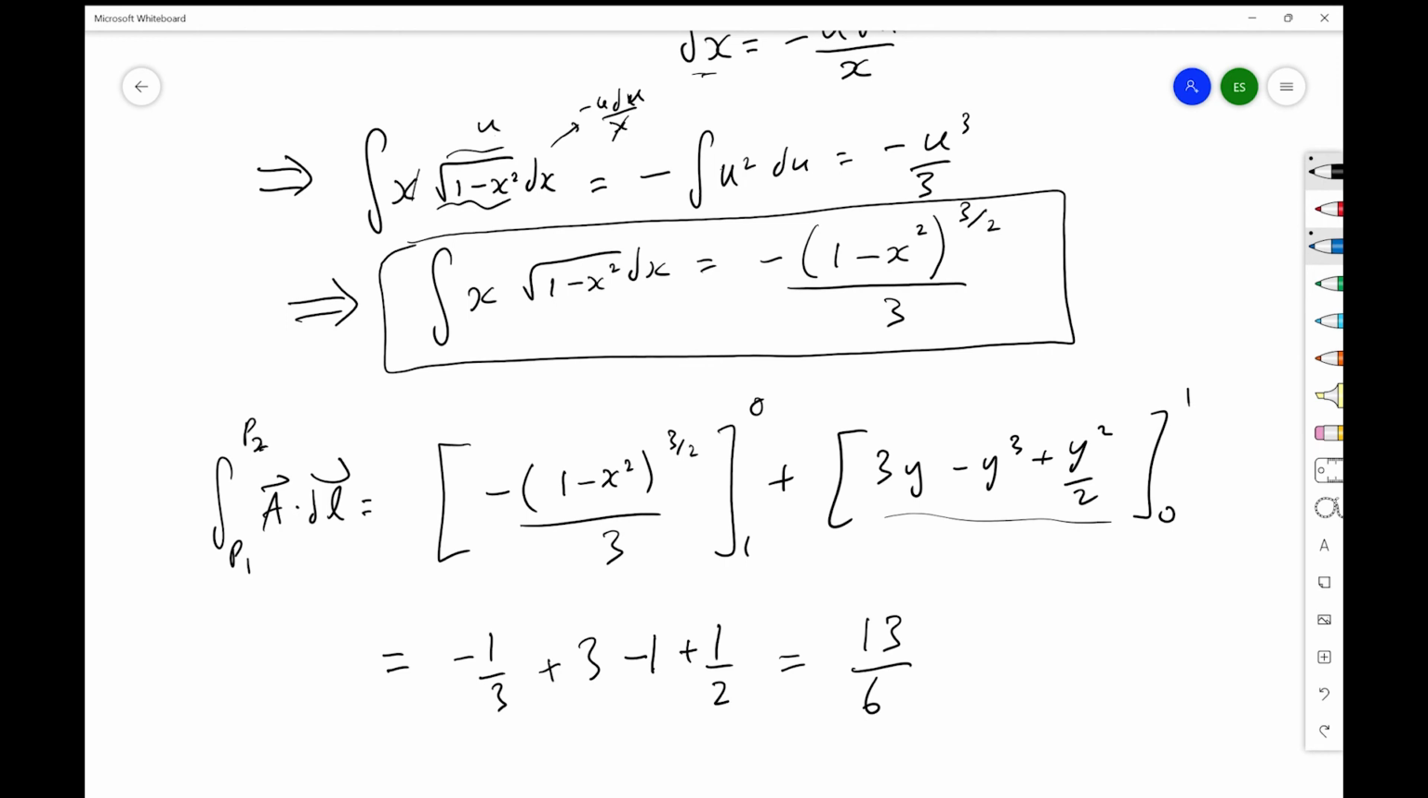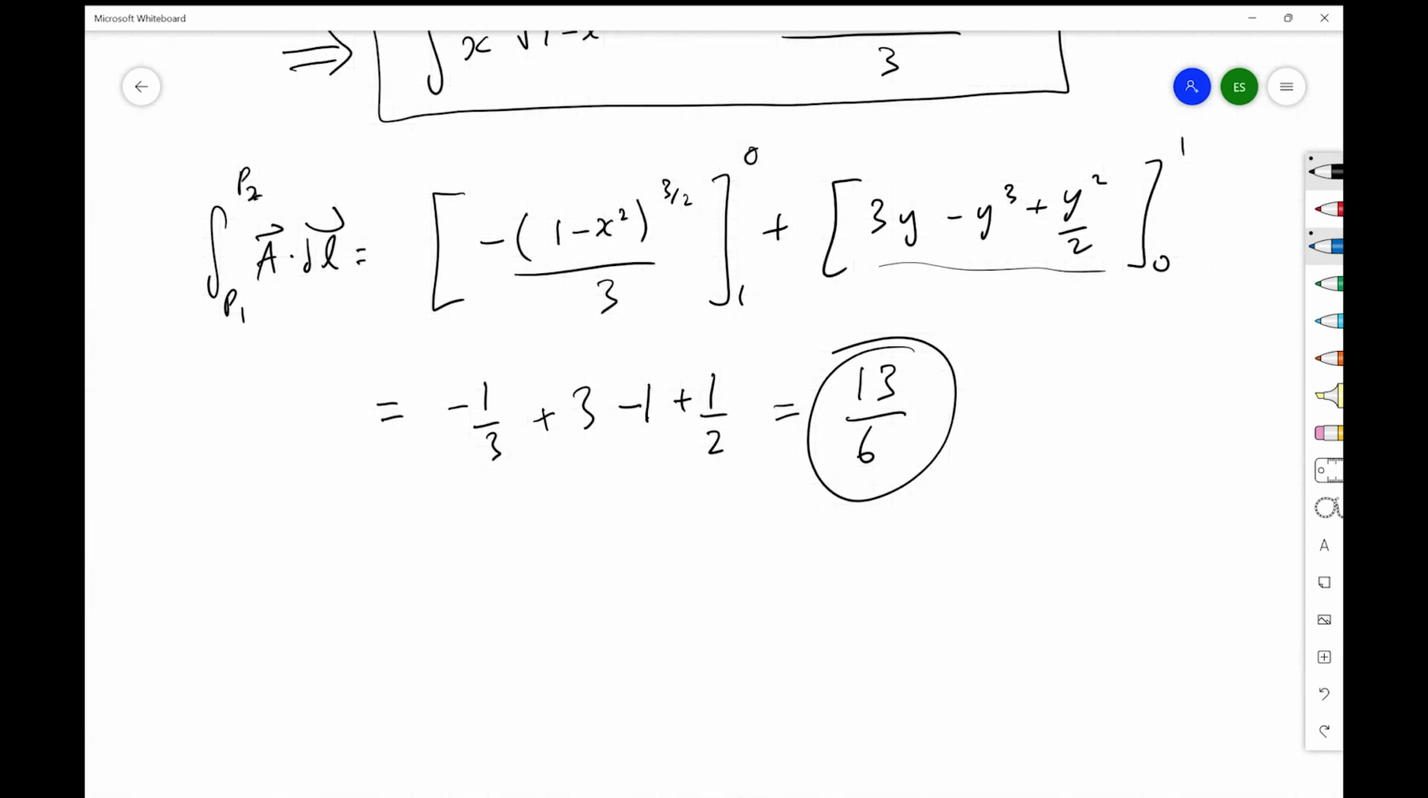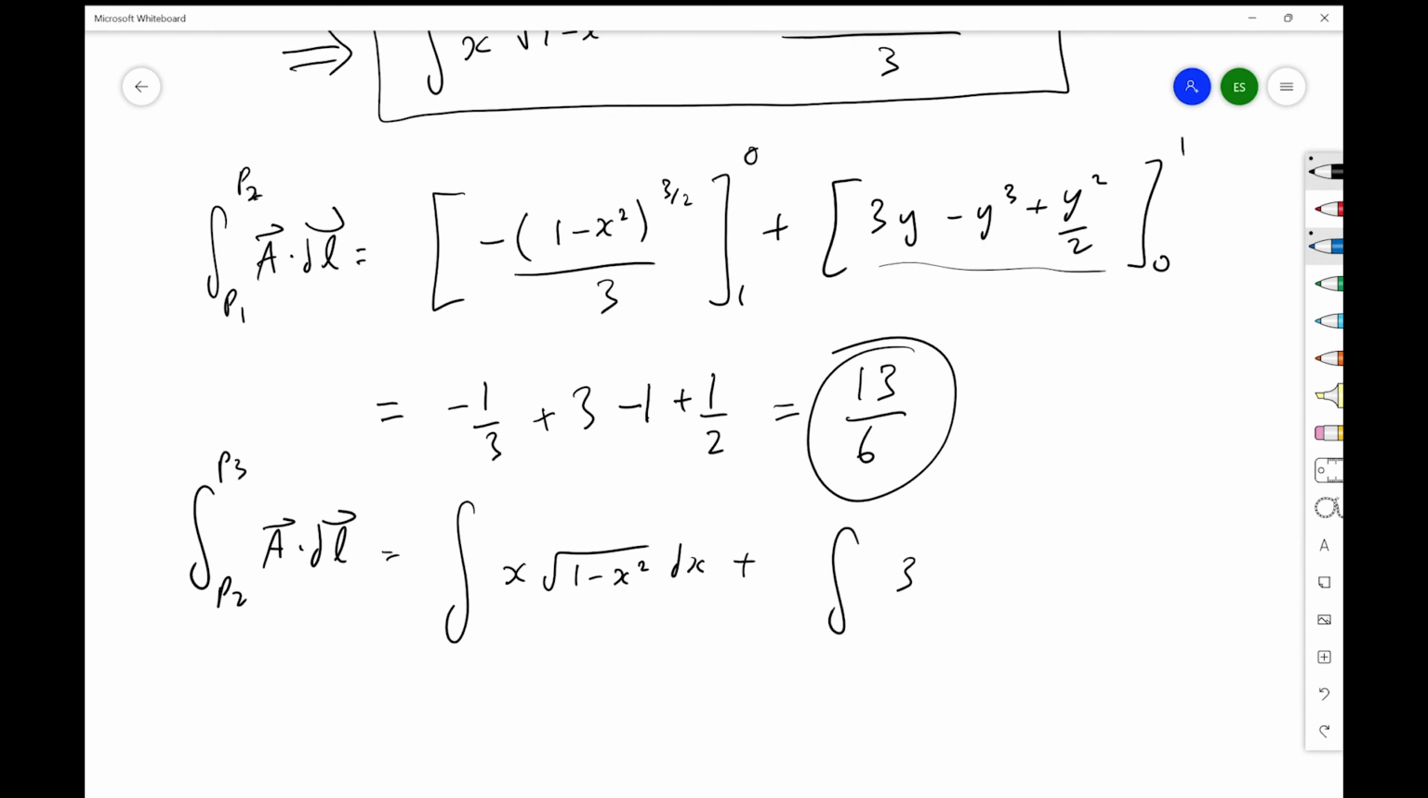Okay, so we've knocked down one of 4. And now here we have to do the second integral. So we have to go from P2 to P3 of a dot dl. So what about the second segment? This is the same. 1 minus x squared dx plus 3.